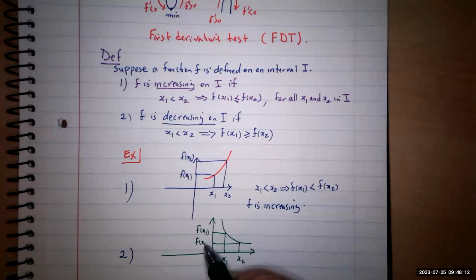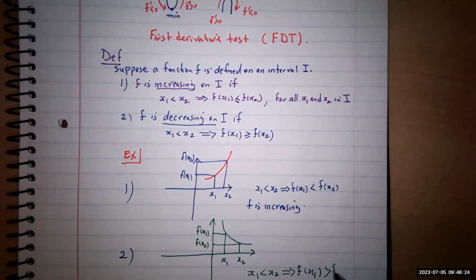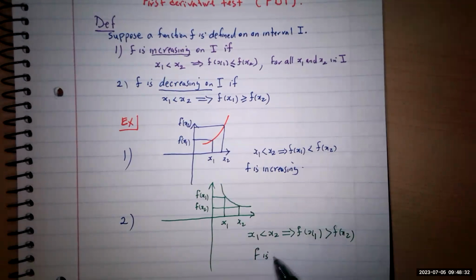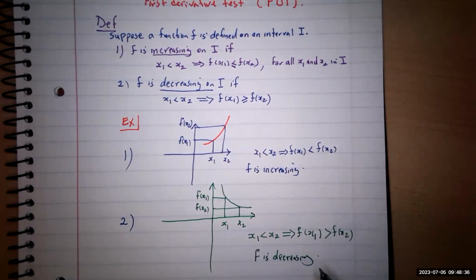As you can see, as you move on from left to right, the direction of the value of the function is going to be different. F of x1 this time is going to be greater than f of x2. So f is decreasing. Okay, increasing, decreasing. Sometimes the function may go increasing or may go decreasing. Any question?